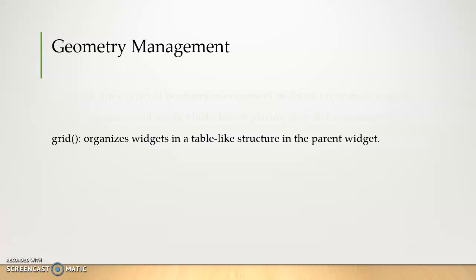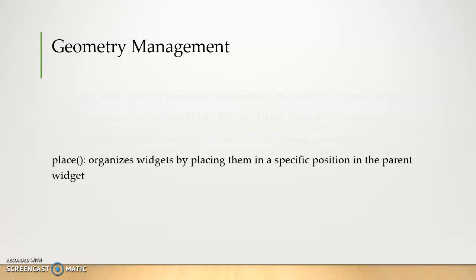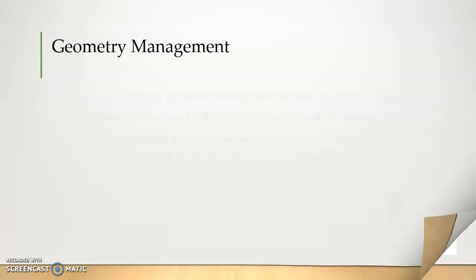Whereas the grid method actually works like a matrix in the form of rows and columns. So if it is 0,0, then you can understand that it is starting from the origin, then 0,1, 1,0, 1,1. In this particular way the grid works. And finally, the place geometry management method. It actually positions your graphical user interface at a particular location or a specific location, you can say.